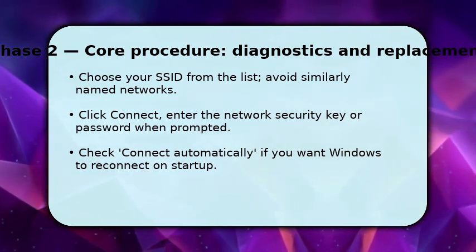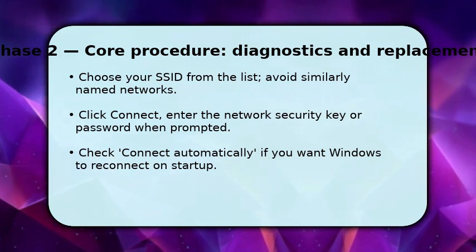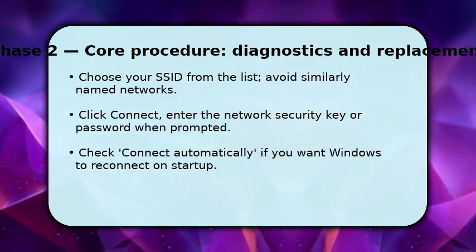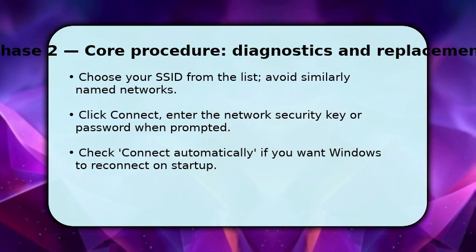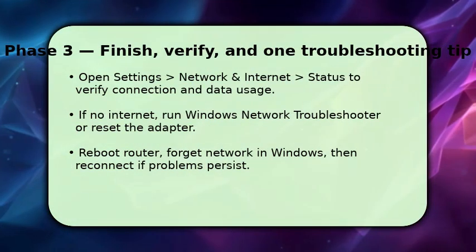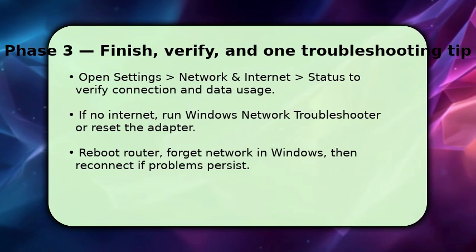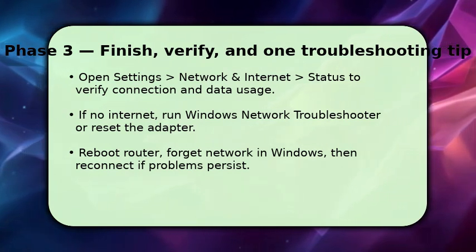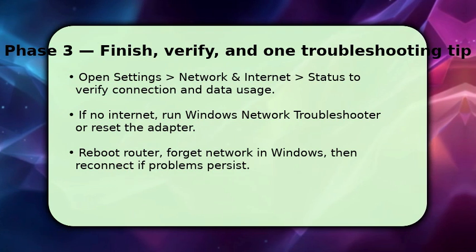After entering the password, wait for Windows to authenticate and obtain an IP address. This is how it establishes a usable connection and internet access. You finish by verifying the connection in Settings under Network and Internet. Check status to confirm internet access and connection type.